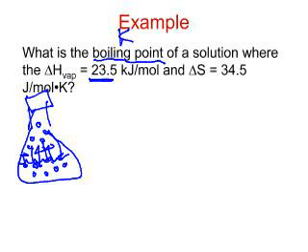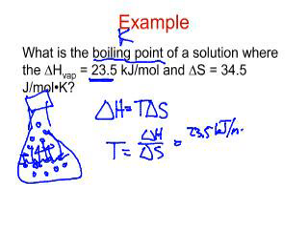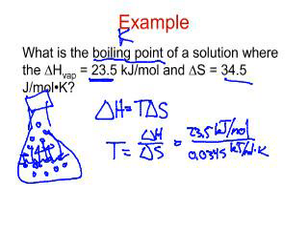We're going to find the boiling point. The boiling point is the temperature. So let's write down the equation. We saw that if delta G is 0, delta H is equal to T times delta S. If you want to solve for the boiling point, get the temperature by itself. The temperature is going to be delta H divided by delta S. Let's plug in some numbers. Delta H is 23.5 kilojoules per mole. Delta S is 34.5 joules per mole Kelvin. We have to change that to kilojoules, so it's going to be 0.0345 kilojoules per mole Kelvin.